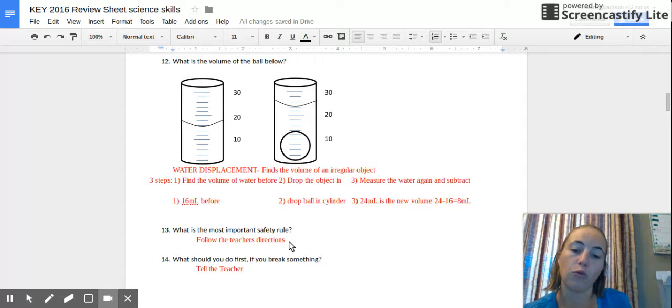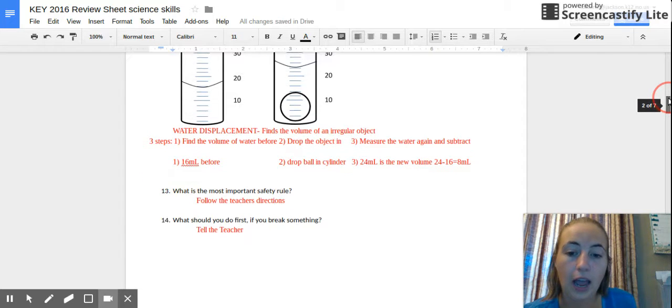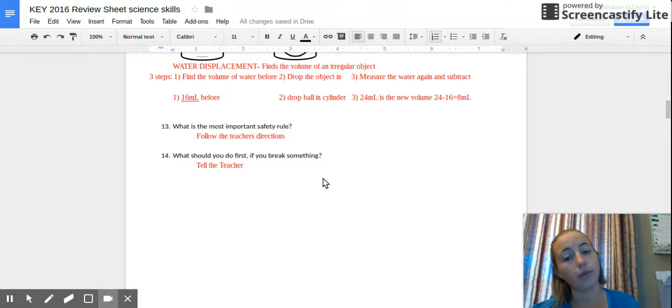Most important safety rule. This was another one that was missed a lot. Following the teacher's directions, following my directions, what I have to say. And then what's the first thing you should do if you break something? You need to tell the teacher. Tell me. Don't worry about cleaning. If it's something sharp or whatever, I'll clean it up. So tell me first, before you clean anything up.